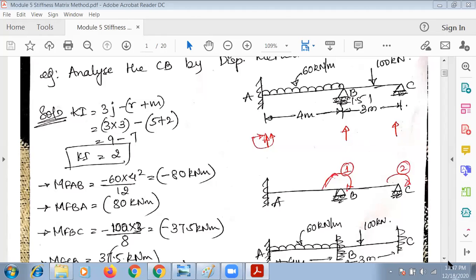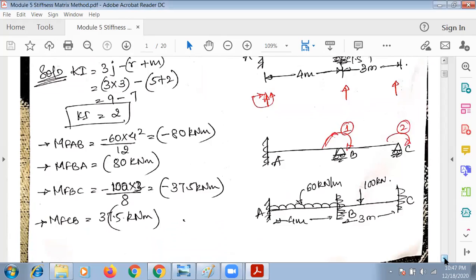Draw this diagram immediately below this, then find the fixed end moment. So before we start with fixed end moments, draw the diagram. That means whenever you're finding the fixed end moments, we are going to consider all the supports as fixed supports. So show here A, B also fixed, C also fixed. Then find the fixed end moments.